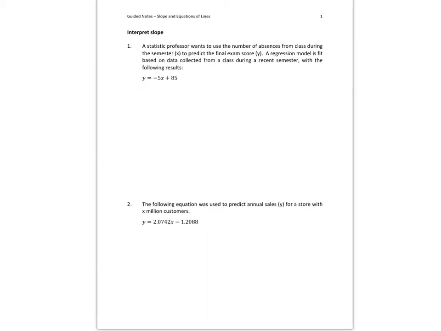Your slope is -5 over 1. Write it as a fraction. Now remember, slope is change in y over change in x. And what does y represent here? Y in this problem is a final exam score. So change in final exam score. And what is x? X is number of absences.